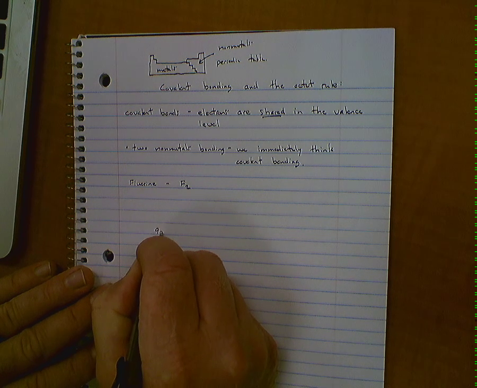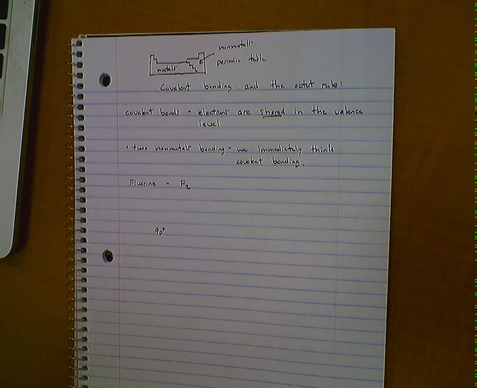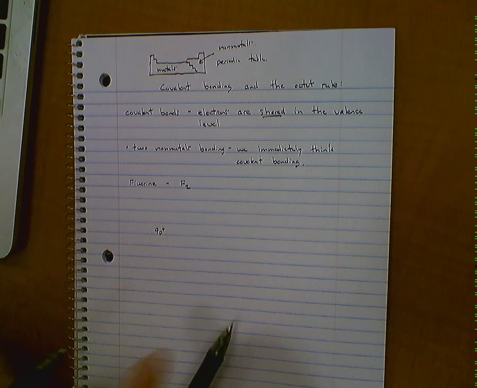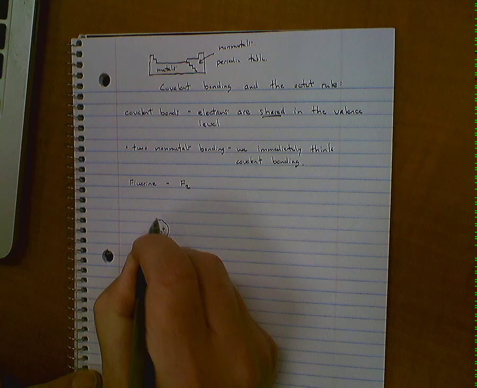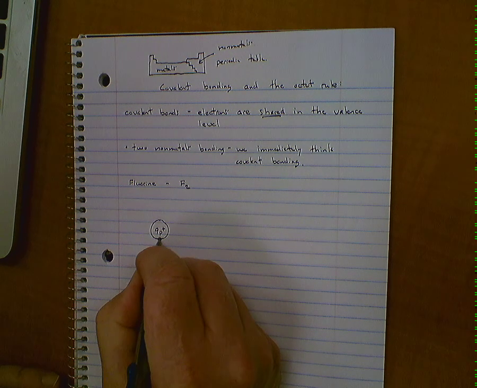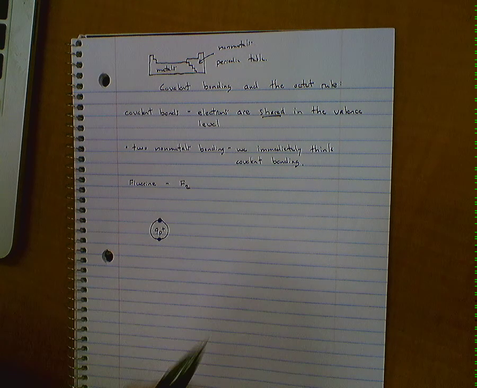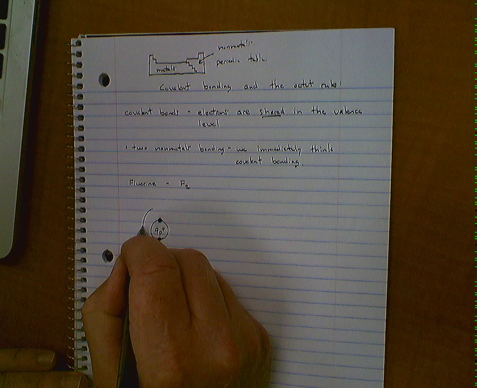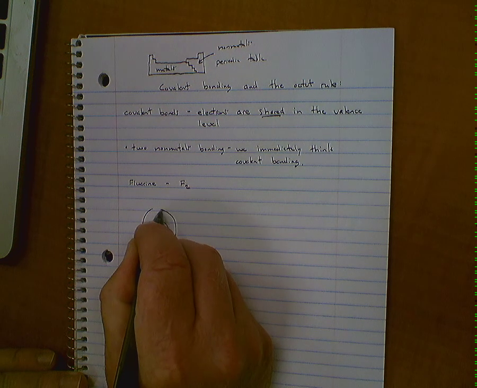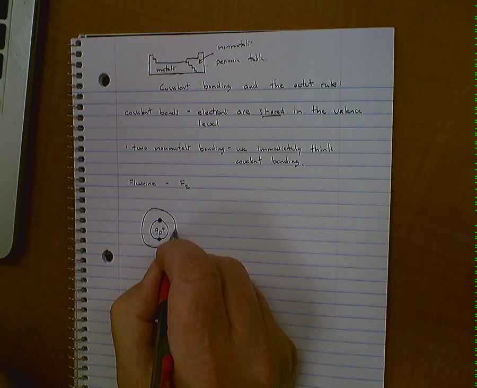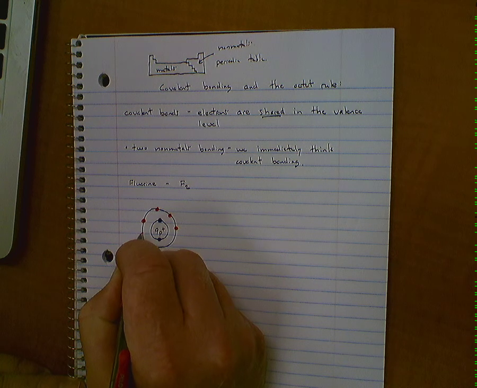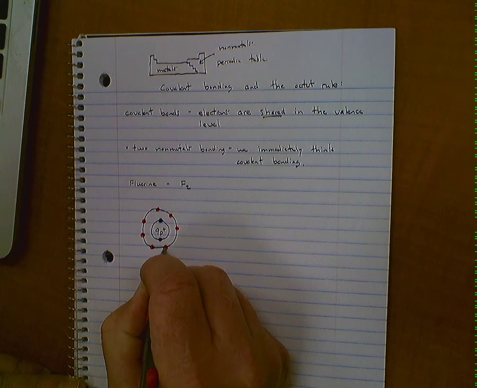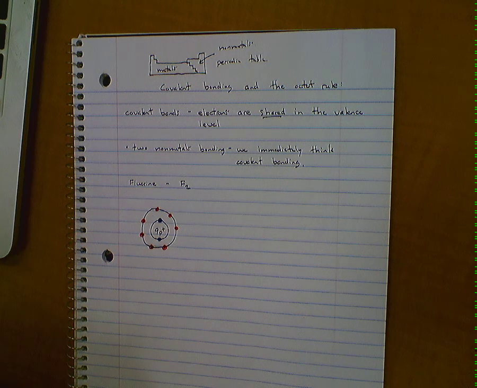So if I were to draw the picture for it, I have 9 protons. First level, 2 inner electrons. Second level, 7 valence electrons. 1, 2, 3, 4, 5, 6, 7. Notice fluorine is 1 away from accomplishing its goal of getting 8 valence electrons.